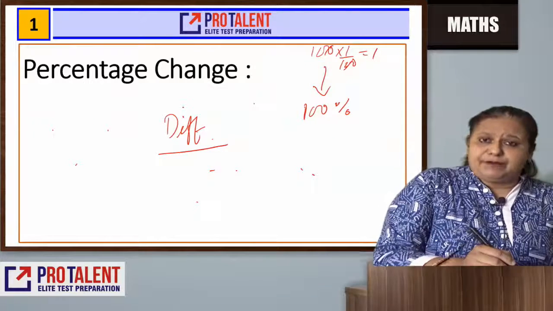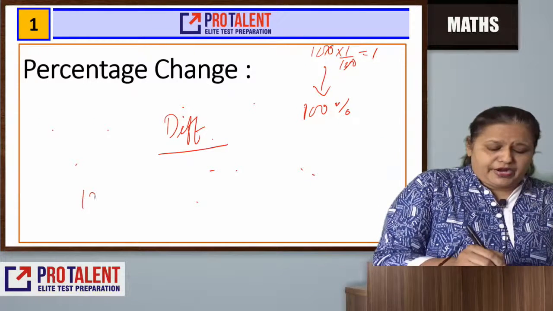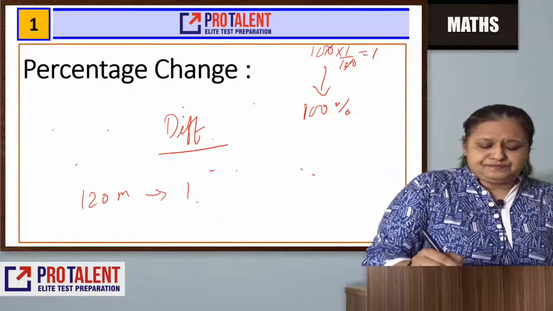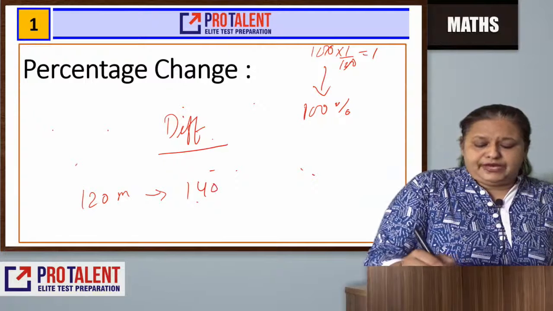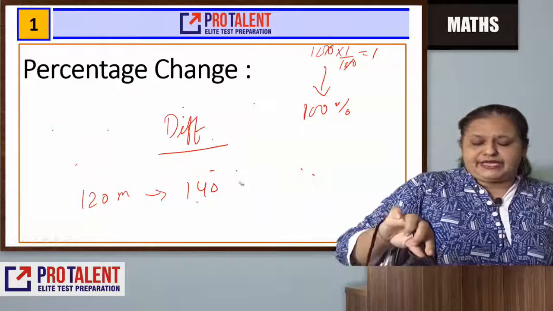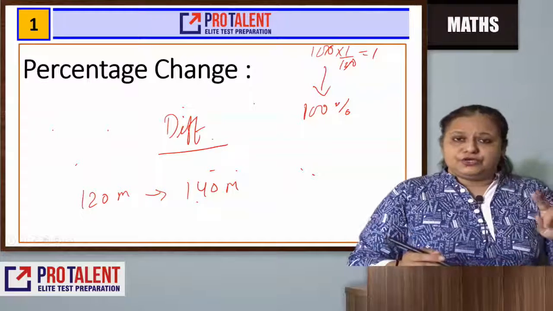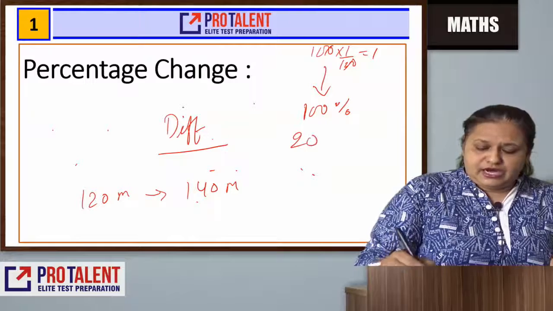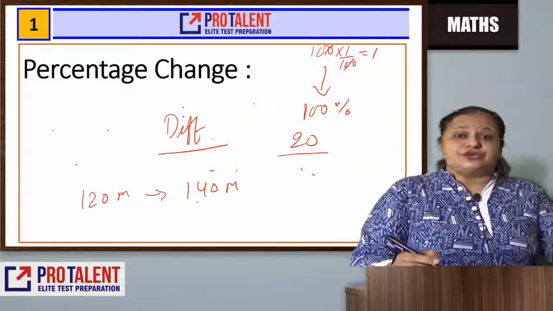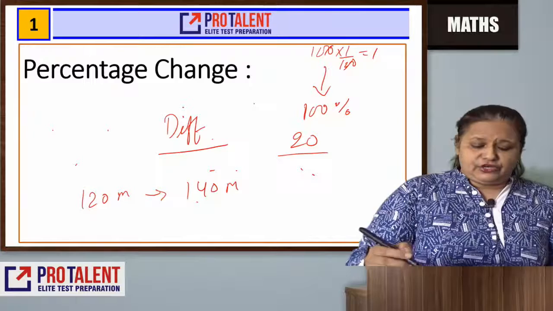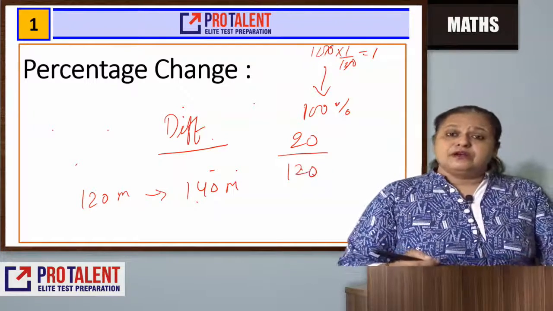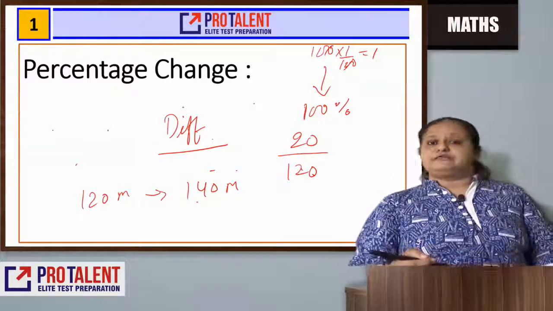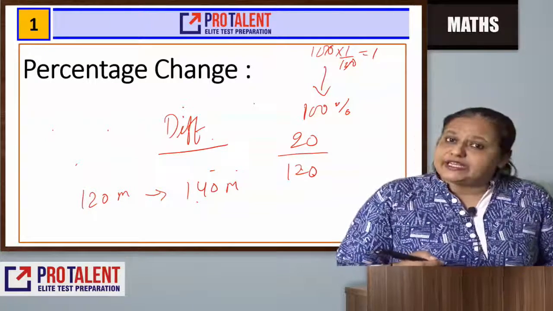Say if there is a population, right? If the population went from 120 million to say 140 million, by what percentage did the population grow? I am going to take the difference, which is 20, upon the older value, 120. So 2 by 12, 1 by 6, and we know how much is 1 by 6, 16.66. So that is the percentage.